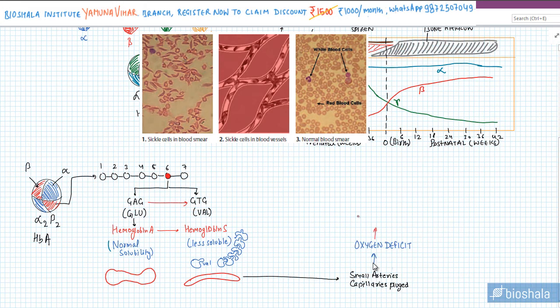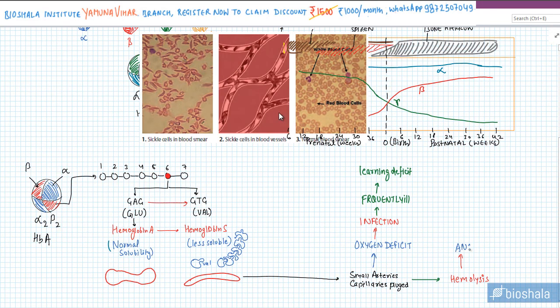It can give you an oxygen deficit, because the shape is different and the hemoglobin is not doing its own duty, so you will have less oxygen in the body. Less oxygen can lead to different kinds of manifestations. You can get infections, you can fall ill frequently, and ultimately you can have a learning deficit as well. What other implications can happen? It can lead to hemolysis. These RBCs can even burst, which can lead to an anemic condition. The person may have anemia, and anemia may lead to heart failure.